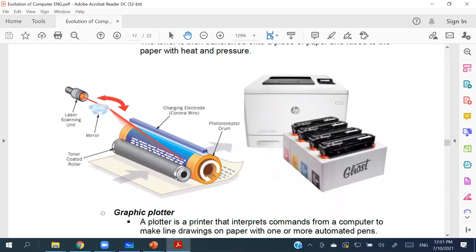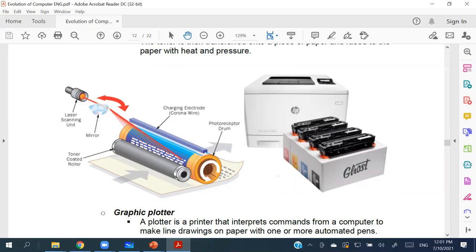This is the mechanism that laser printers use. They use toners, right? If you were with me, I could show you a toner. If we had met in class, I could have taken one out and shown you. We will look at it another day, right? Inside the printer you can find two major components, the toner and the drum, right?